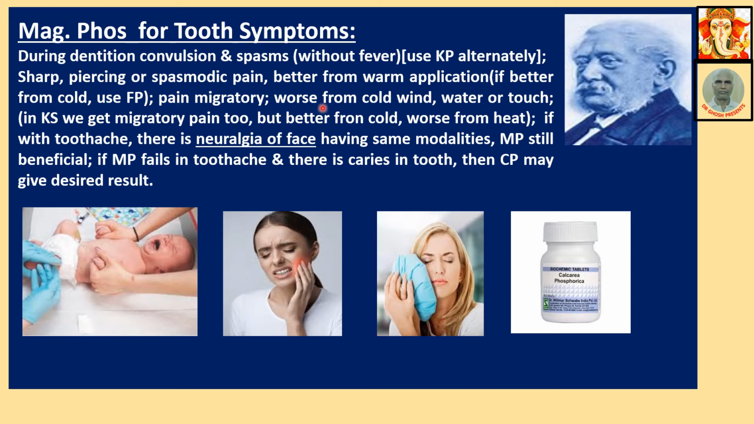Pain migratory, worse from cold wind, worse from touch and water. In case we get migratory pain too, but better from cold, worse from heat, that is different. If with toothache there is neuralgia of the face having the same modalities, MP is still beneficial. This is toothache with neuralgia of the face simultaneously: MAC-Phos. If MP fails in toothache and there is caries in the tooth, then Calcarea Phos may give the desired result. Sometimes it happens.